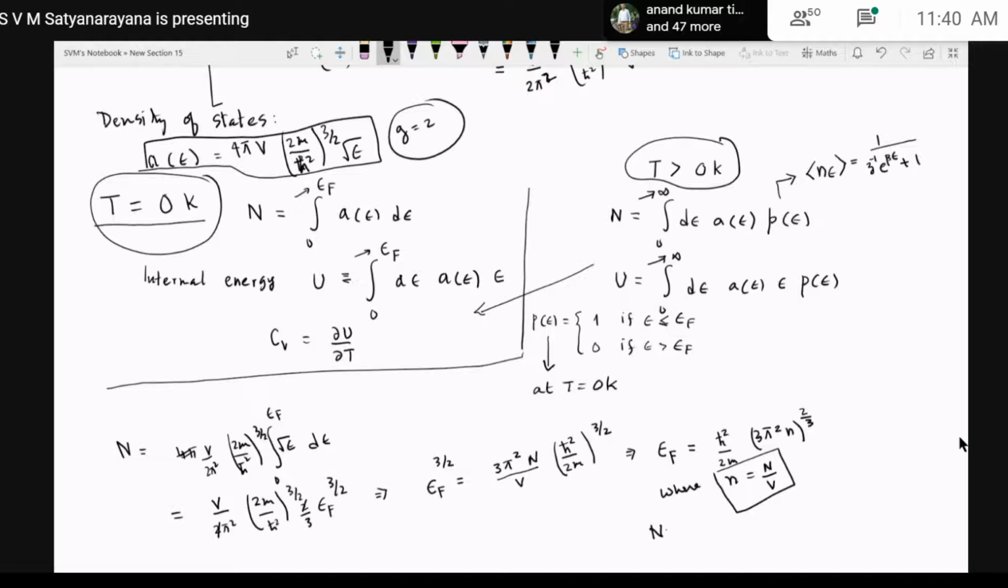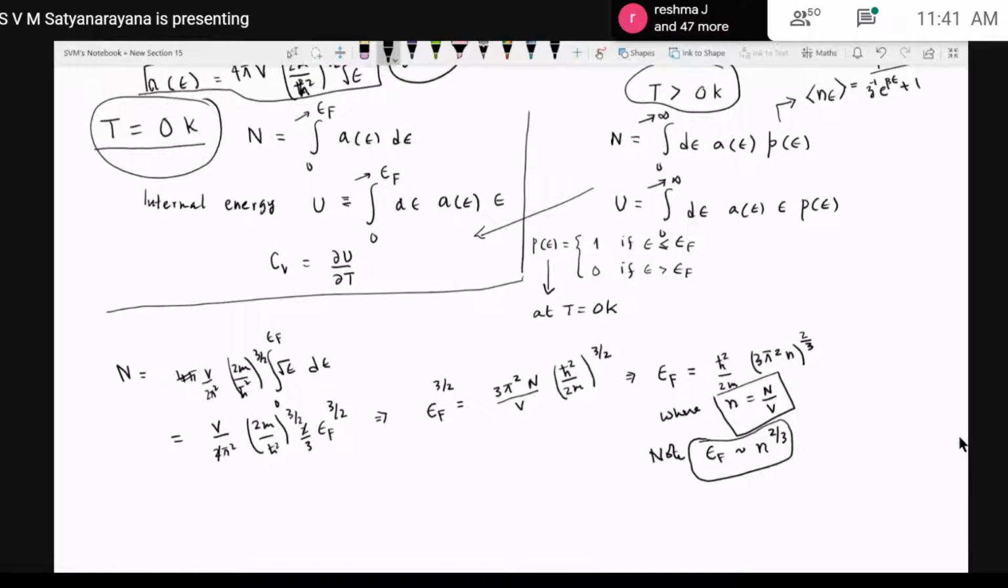So note here that epsilon_F scales like the number density to the power 2 by 3. That is the behavior of epsilon_F with respect to number density. So once you give me your number density of fermions, I will be able to find out the Fermi energy, or vice versa. If you give me the Fermi energy, I will be able to find out the number density. Sometimes you will have simple problems of this type asked in the examination, either what is the scaling of Fermi energy with the number, or given the Fermi energy, find the number density.